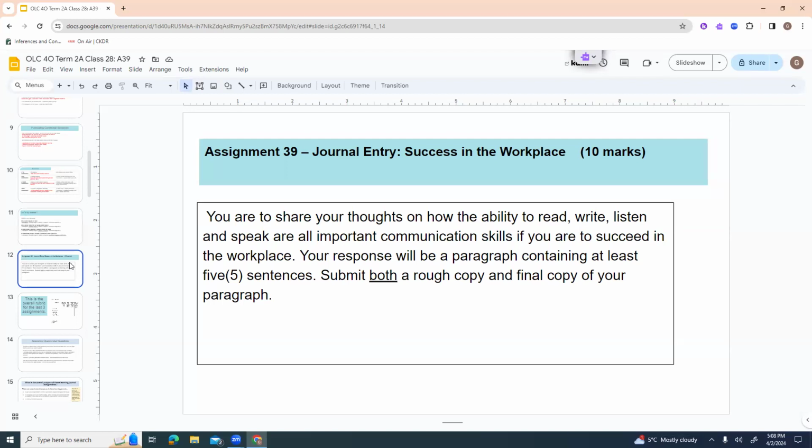You are to share your thoughts on how the ability to read, write, listen, and speak are all important communication skills if you are to succeed in the workplace. Your response will be a paragraph containing at least 5 sentences. Submit both a rough copy and a final copy of your paragraph.